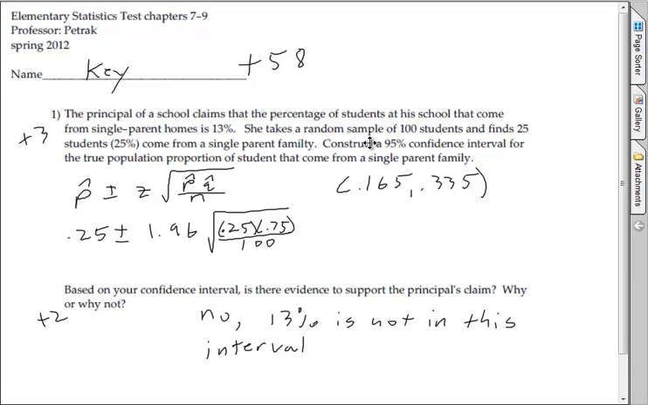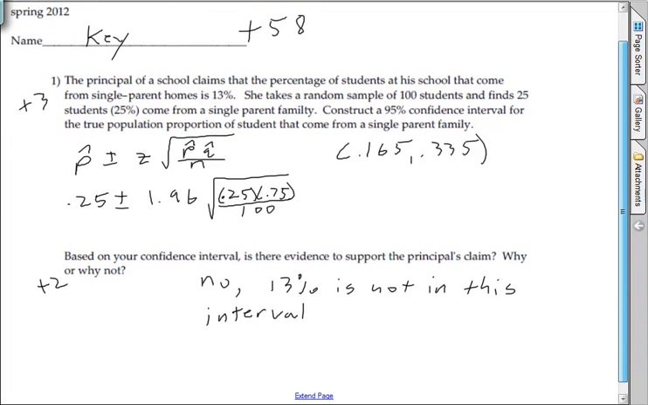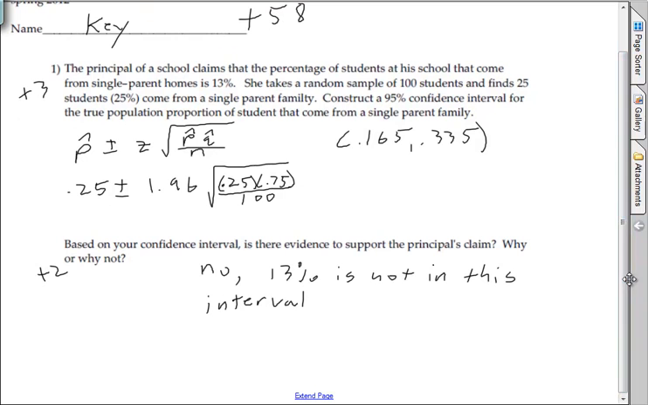So could the principal be right? No. They could be right. But what's the probability that they're right? It's really low. So based on our confidence interval, is there evidence to support the claim? No, based on what we're saying with the confidence interval. And then it says, why or why not? 13% is not in the interval.